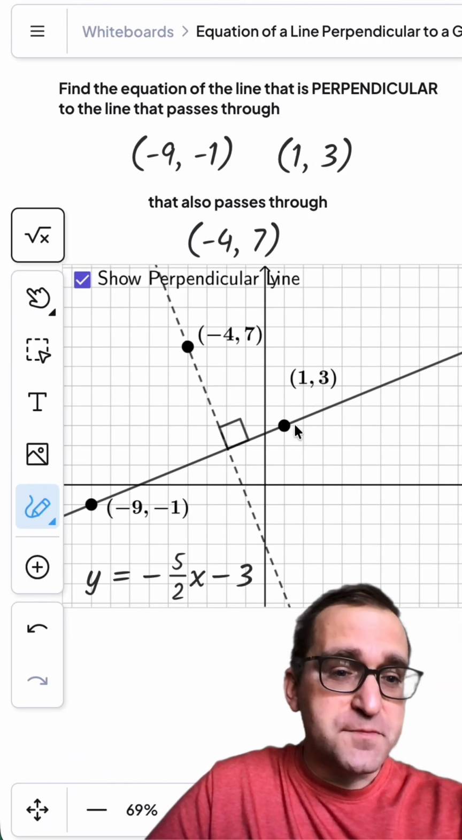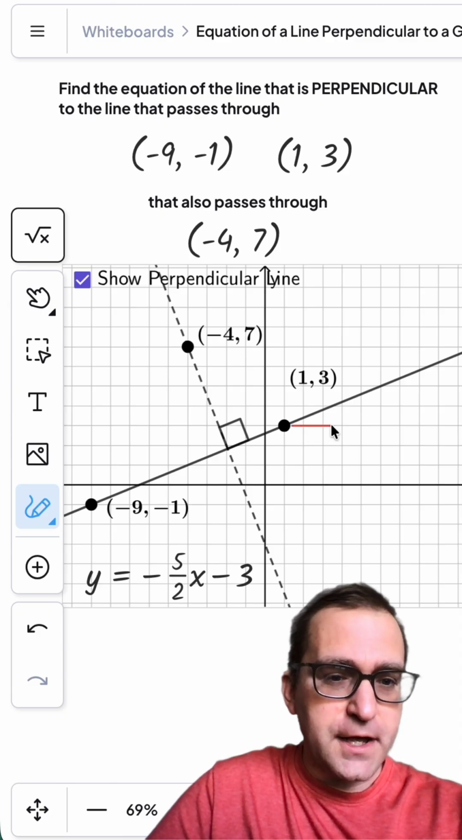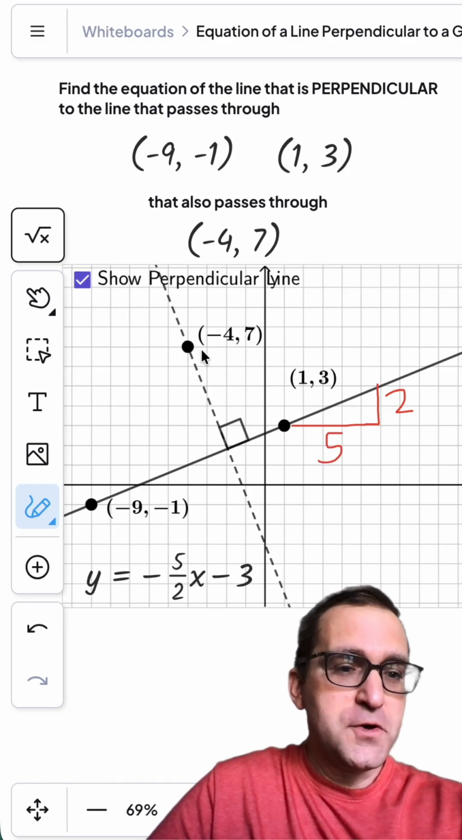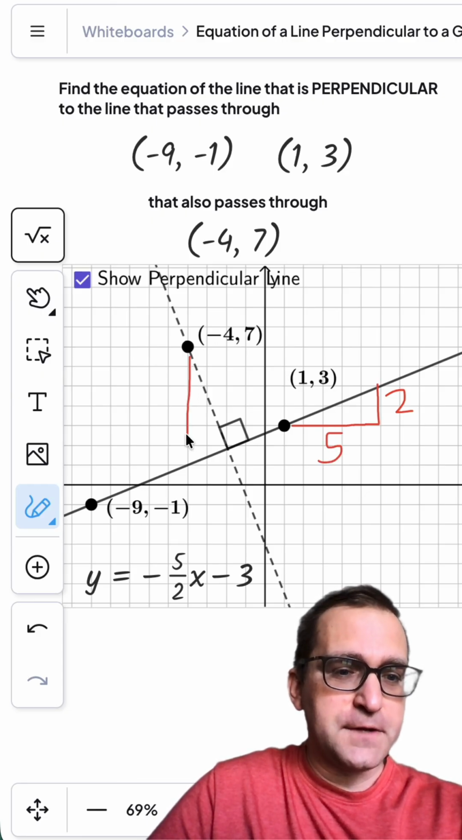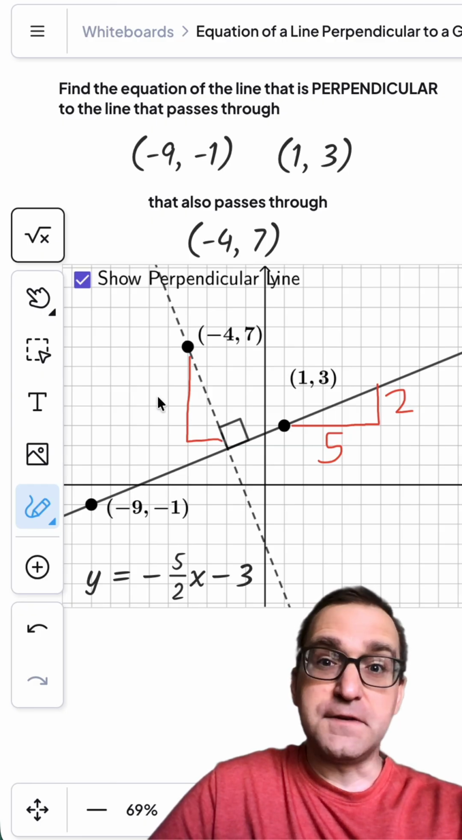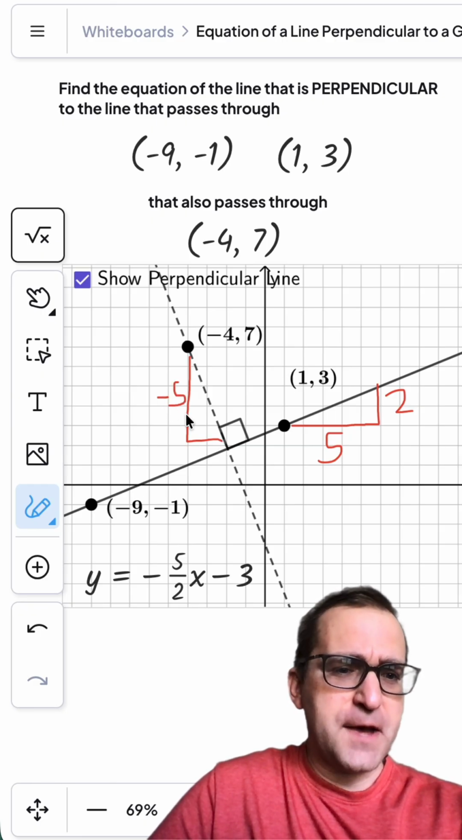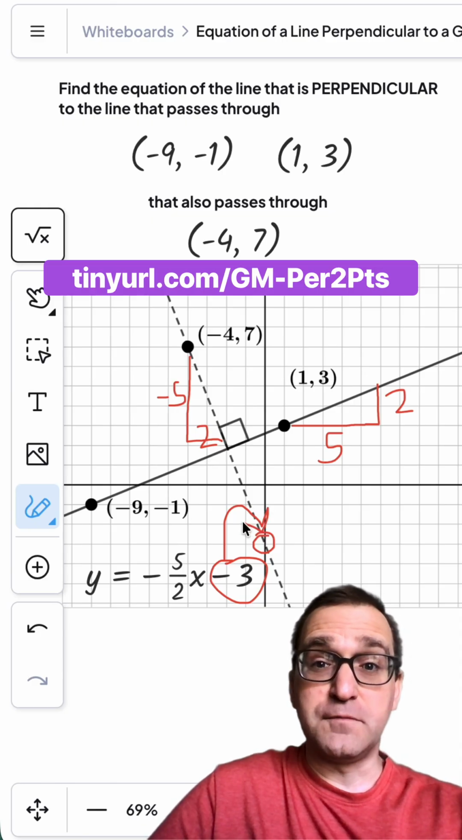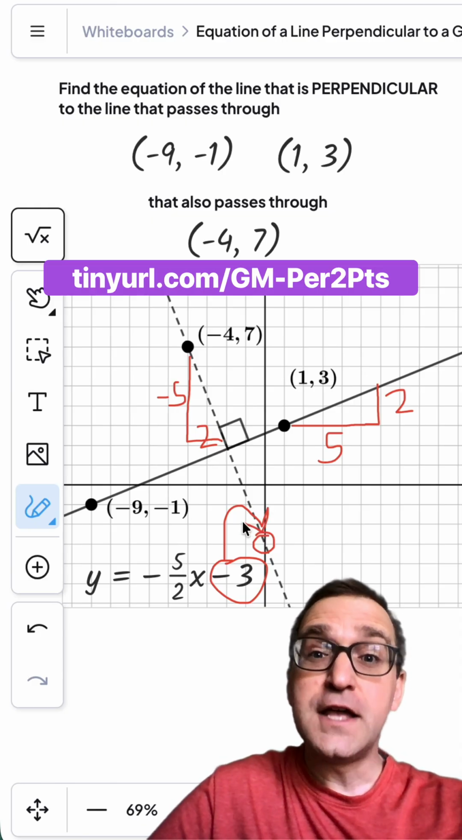And graphically, this makes sense because if you look at the original line, look at that. The slope there is 2 to 5. Rise divided by run is 2 to 5, which makes the opposite reciprocal -5 to 2. You see what I mean right there? So the slope of that perpendicular line is -5/2, and look at that y-intercept right there. Isn't it -3? Graphically, this makes sense, and we've just confirmed graphically what we just solved for algebraically.